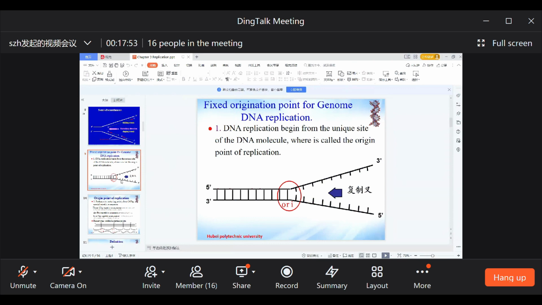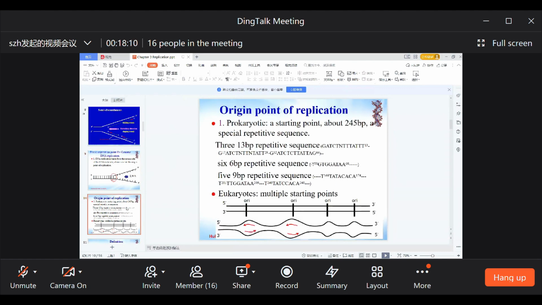So here you can see the first property. We summarize that DNA replication begins from a unique site of the DNA molecule, which is the origin point of the replication. Here it is summarized for prokaryotic organisms. You can see the starting point contains a special sequence, 245 base pairs. Then there are 13 base pair repeats, like GATCTNTTNTATT.